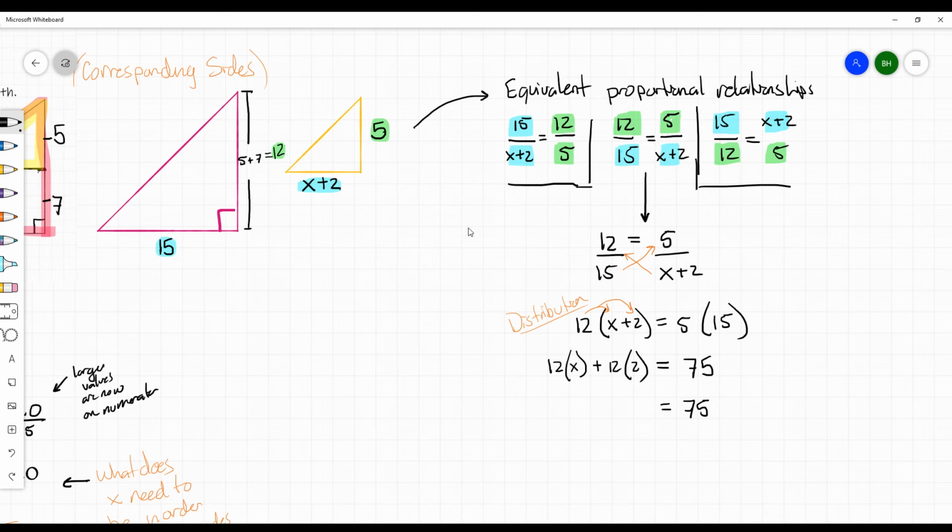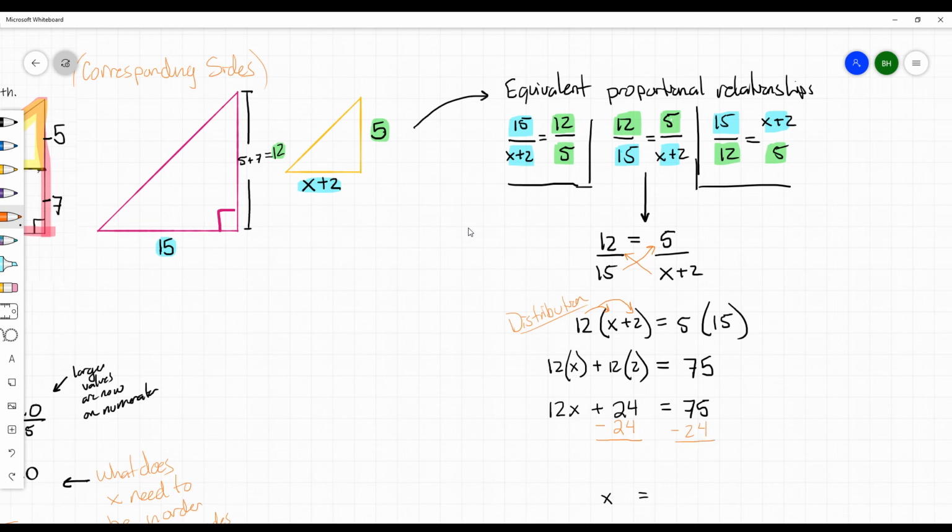Okay. Continuing, we get 12x. We can't simplify that anymore. Plus 12 times 2 is a value of 24. Now, remember, we want to solve for x here. I want x by itself. I want x to equal something. But in order to get to that point, I need to get the term with the x by itself. So in order to start that process, I need to subtract a positive 24 from this. I need to get rid of that.